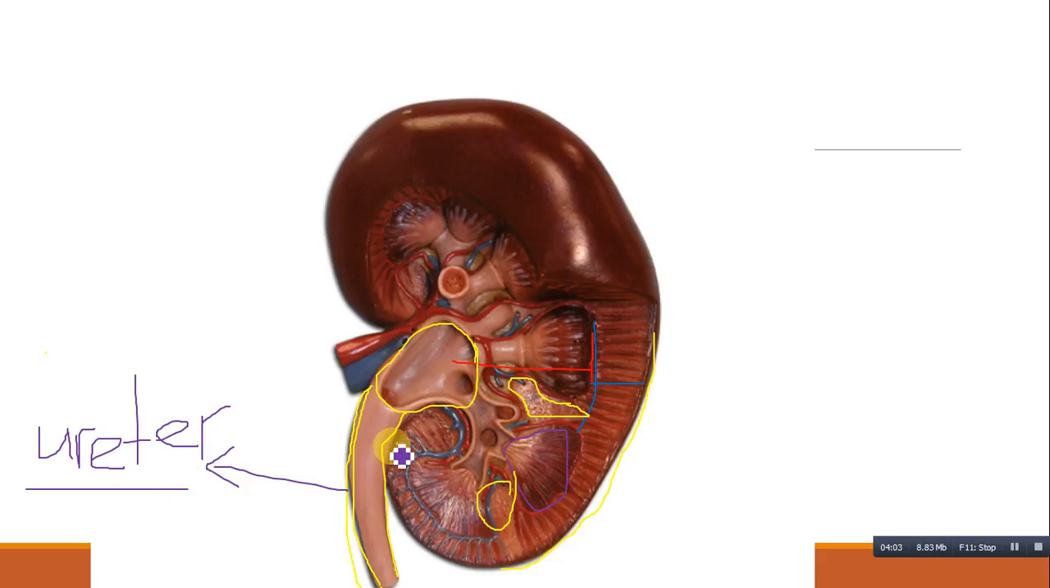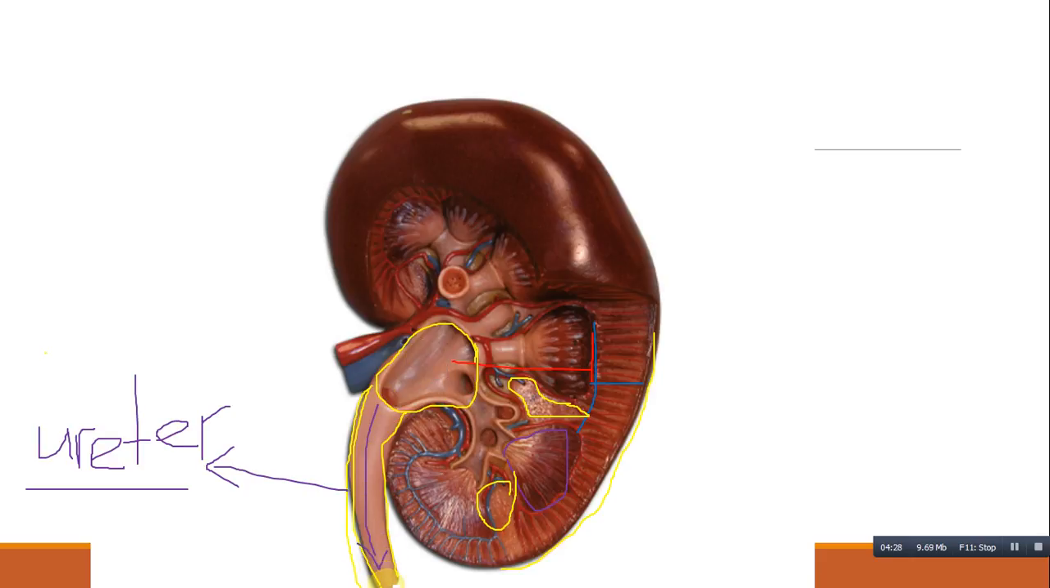The function of this is like a messenger or a pipe. The kidney filters, and the water drainage comes down from the papillae to the pyramids to the minor calyx, the major calyx, and comes down. I know I just said a few words that you're not familiar with, but I will go over them. It goes down to the renal pelvis and comes down through the ureter and then into your bladder.